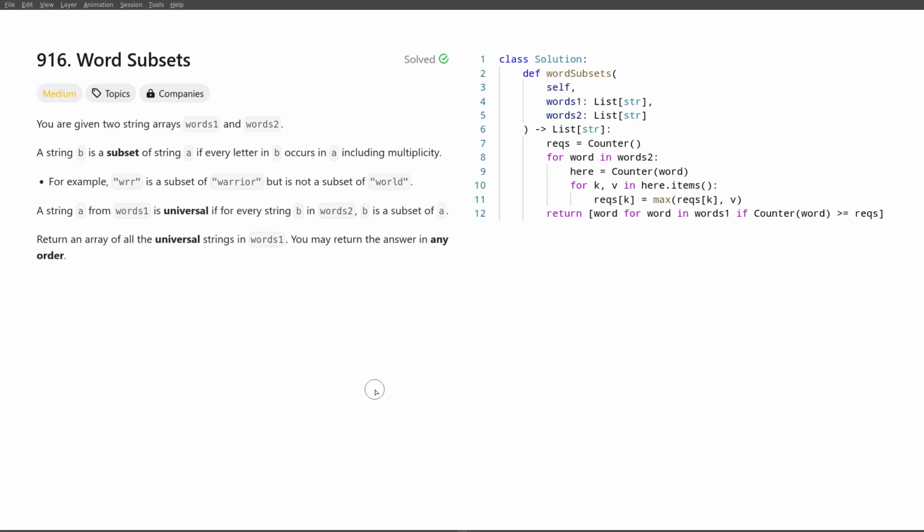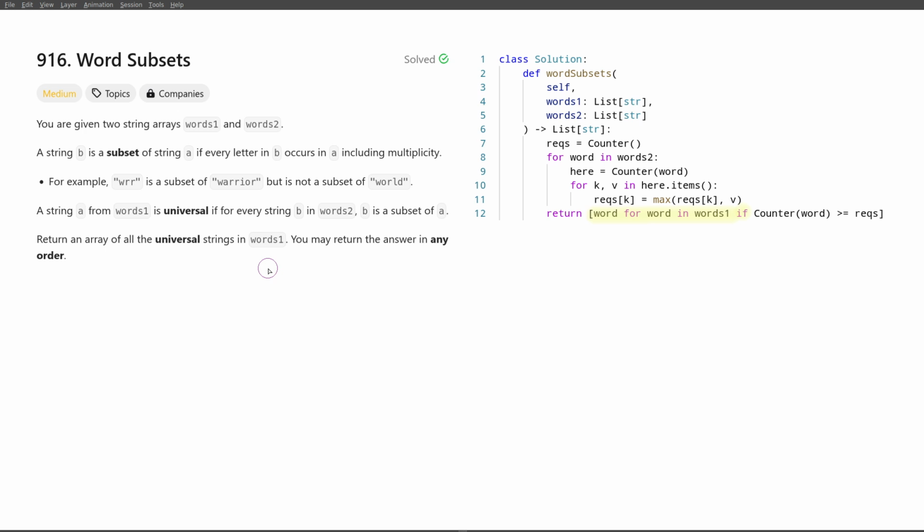Hello everyone, today we'll talk about the solution of the problem word subsets. When we read the statement and try to figure out what this problem is actually asking us to do, it turns out that it's not very difficult. We are trying to check something independently for every string in words one, and the final result will be every word from words one if some condition is satisfied. So that is one part that makes it easier.